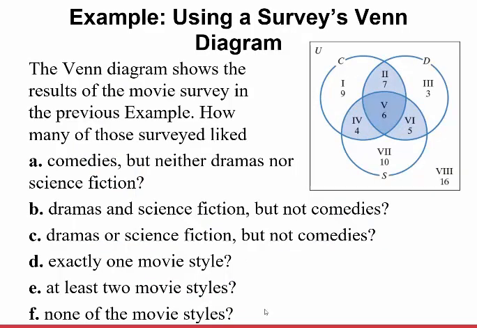All right, so once we have the Venn diagram set up, okay, so this Venn diagram shows the results of a movie survey in the previous example. So how many of those surveyed like the following? Comedies, but neither dramas nor science fictions. Drama and science fiction, but not comedies. Dramas or science fiction, but not comedies. Exactly 1 movie style, at least 2 movie styles, none of the movie styles. So a lot going on here.